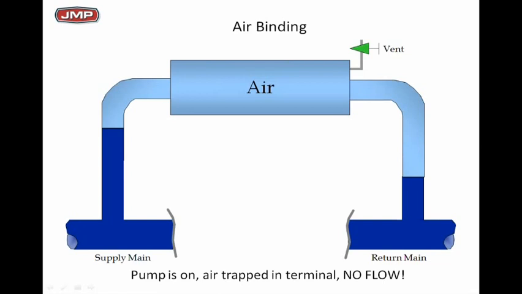Notice this particular situation, I've got a heating coil or a cooling coil that's air bound. And the pump's on. How do I know the pump's on? Because the supply main water column is higher than the return main water column. See the difference in the two? So we know the pump's on, but there's air up there, and the air is trapped. So we have no flow through the heating coil and/or the cooling coil here. No flow means no heat. No flow means no cooling. That's bad, all because of air.